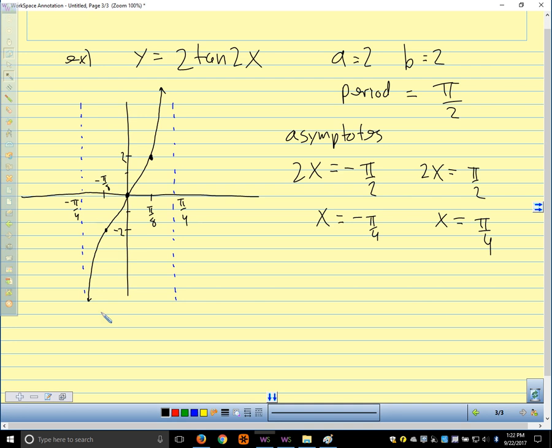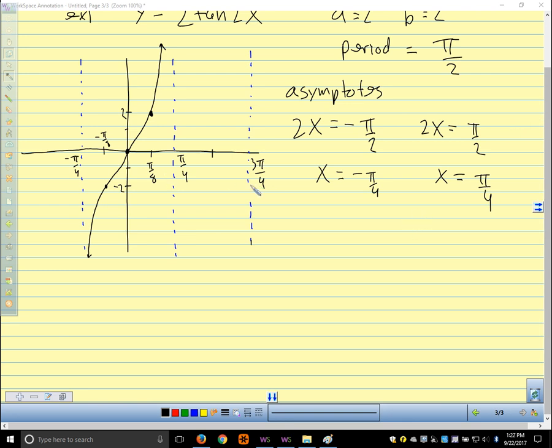If we want to sketch 2 periods, we're going to move everything over 1 period. So 1 period, pi over 2, pi over 4 plus pi over 2. So pi over 4 plus 2 pi over 4. So we're at 3 pi over 4. Halfway between pi over 4 and 3 pi over 4. And if we're not sure, if we can't think of it in our head, we can always find the midpoint.